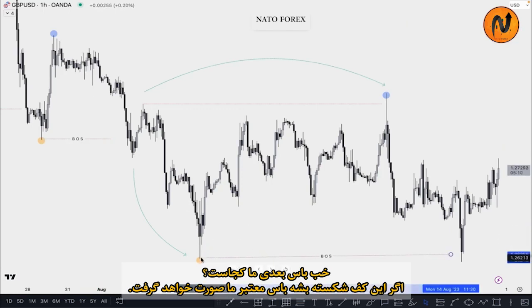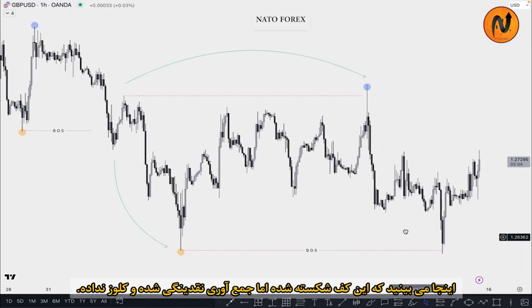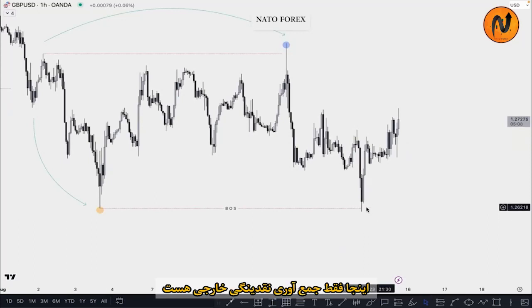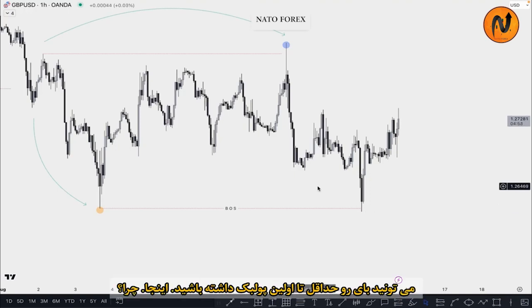If the market breaks this low and a candle closes below it, this becomes our valid break of structure. Otherwise, what happened here? You can see the market broke this low, just grabbed this liquidity. In this case, what is this? This is just a liquidity grab. It means an external liquidity grab here, and you can buy here, right? You can buy here, at least until the market takes out the first pullback, this one.